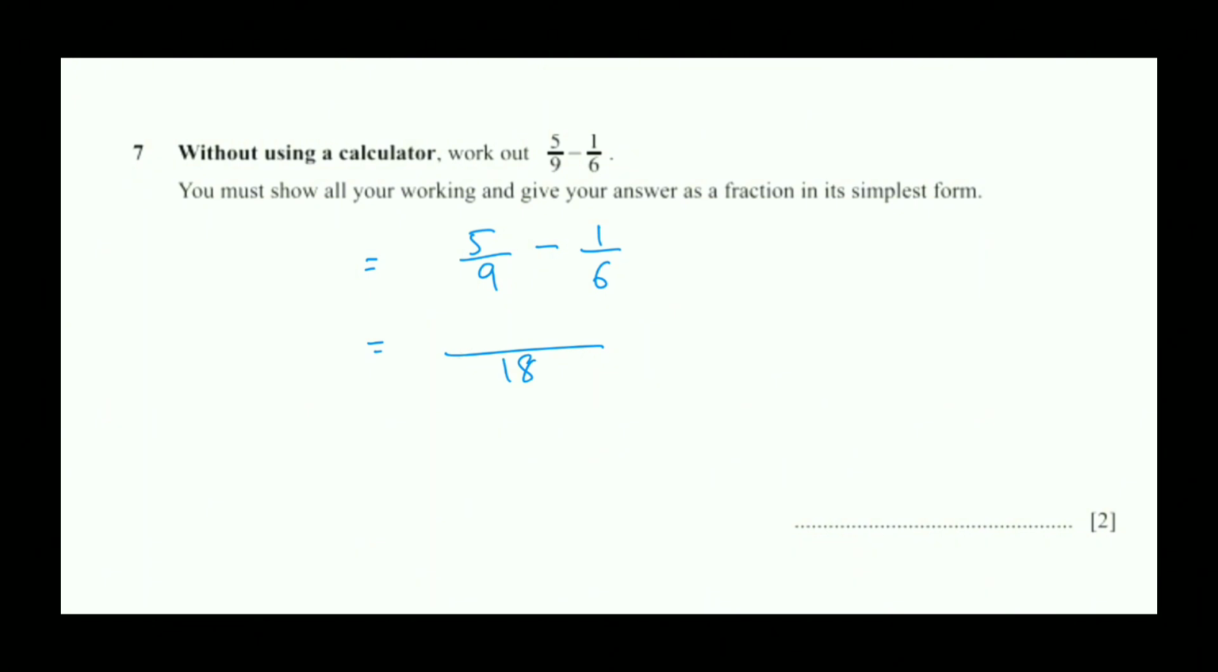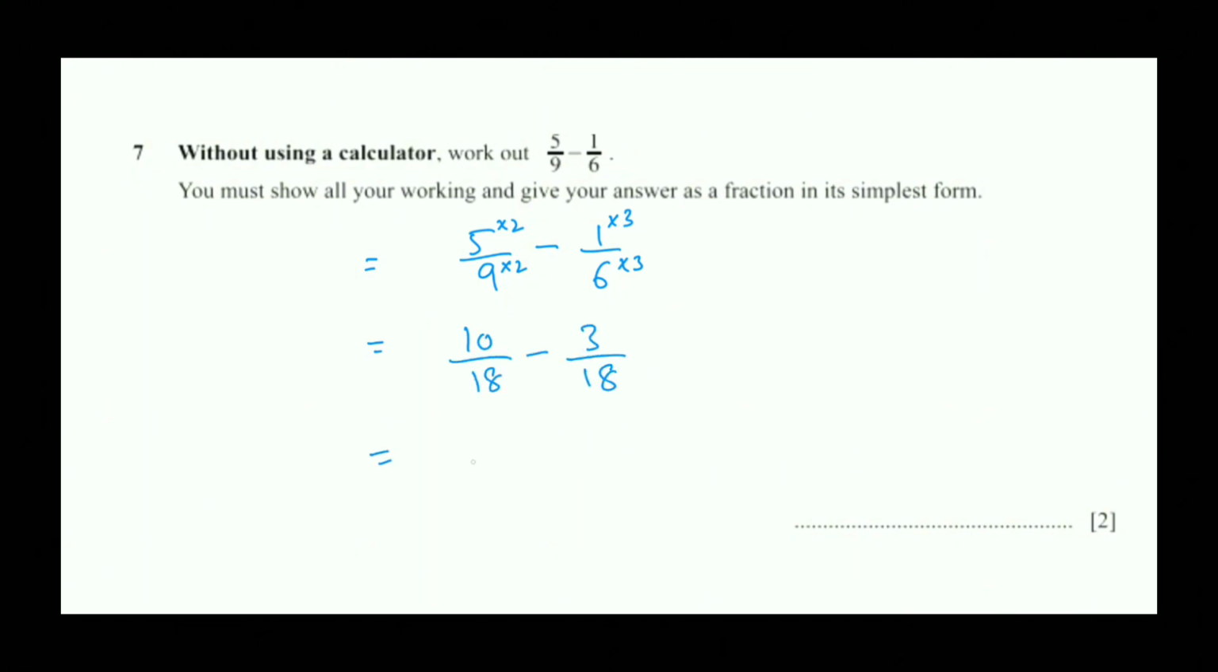So I will tell you the easiest way. In this scenario you have to make the denominators the same. To make the denominators the same, you can find the LCM. The LCM of 9 and 6 is 18, so you have to make 18 in the denominator. By multiplying 9 by 2, you will make it 18, and also multiply 5 with 2. To make 6 into 18, multiply it with 3, and also multiply 1 with 3. So 5 2s are 10, 10 over 18 minus 3 over 18.